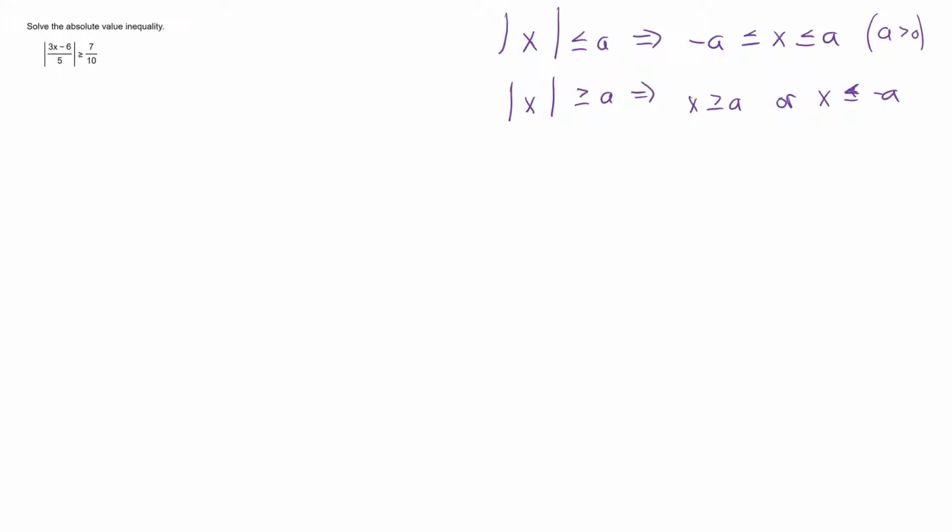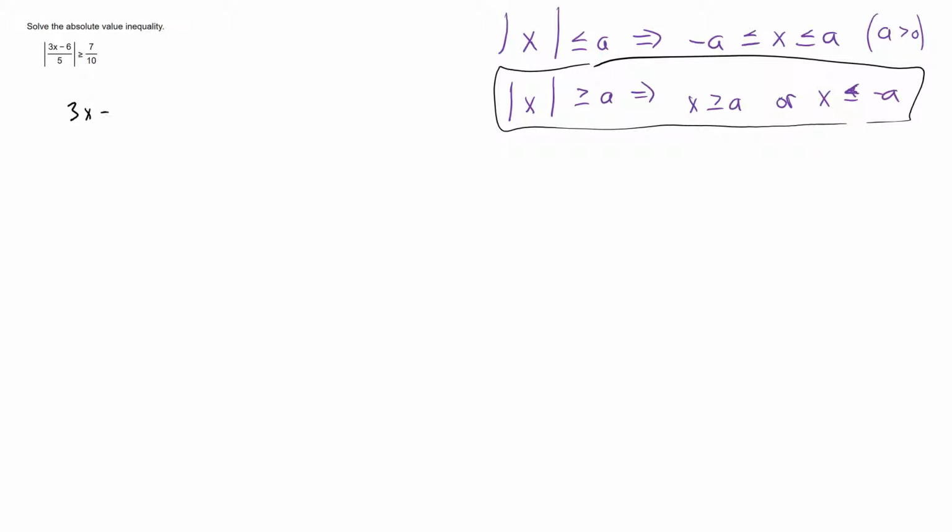Alright, so looking at the inequality we want to solve, notice that's a greater than inequality, so we're going to be utilizing this rule. We're going to break it into two separate inequalities. The first inequality, all we do is drop the absolute value bars. And then we write or. And on the second inequality, we do two modifications. We flip the inequality sign and we make the number negative.